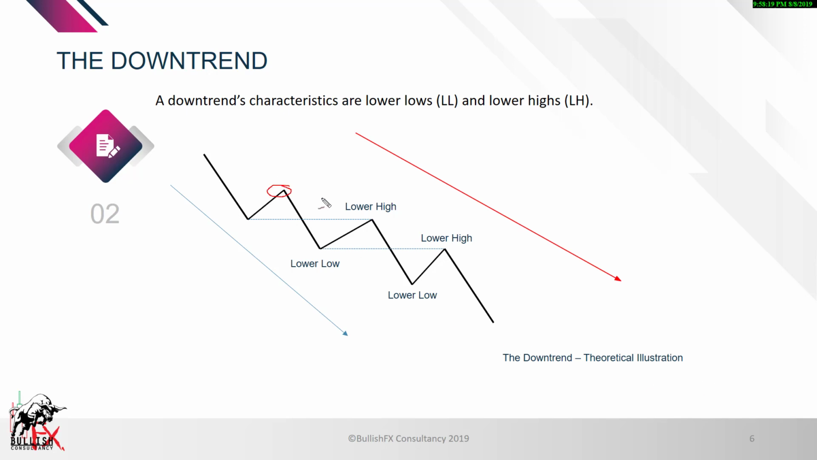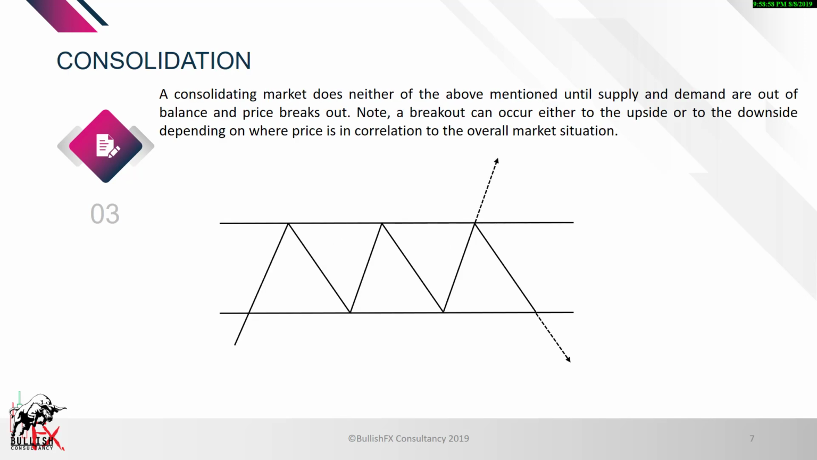And the same principle applies. Every lower low that is formed does not close above the previous lower high. You see, every lower low does not close above the previous lower low. Because if that has to happen, that means the structure is violated. It's no longer valid. Now let's look at a consolidation.